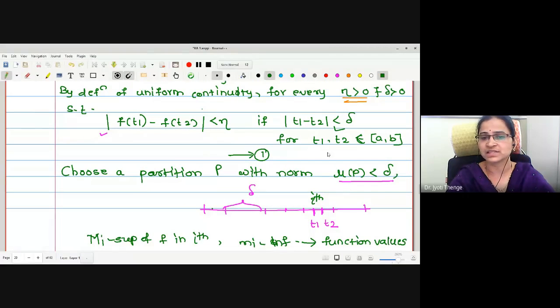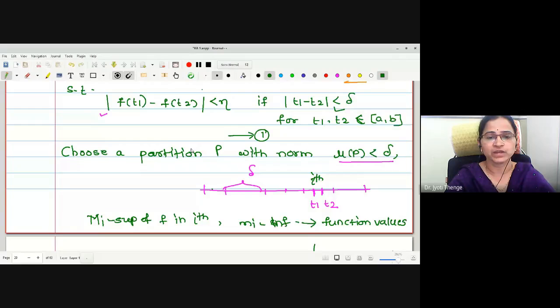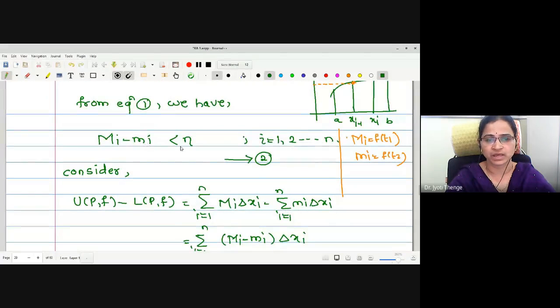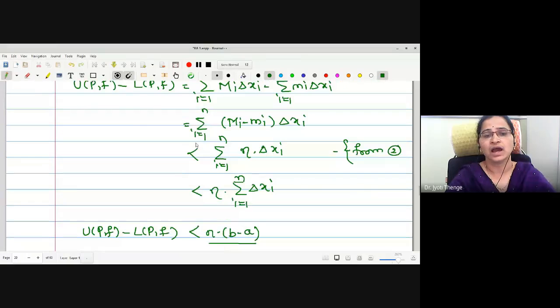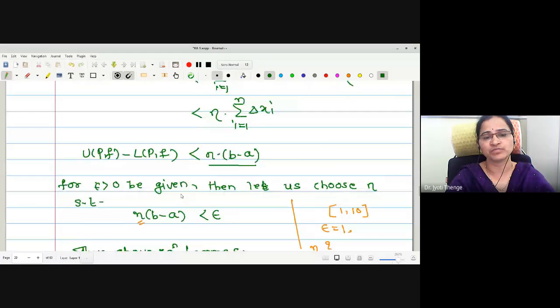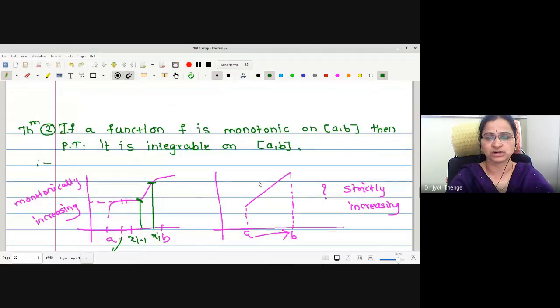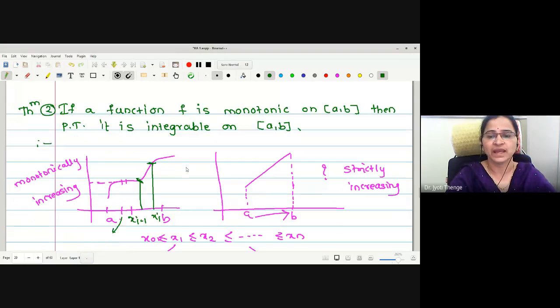If the norm is less than delta, therefore for any 2 points in the corresponding subinterval, one can use equation number 1. Using this, we have written for the i-th subinterval, capital Mi minus small mi is less than eta. With this, we have proved that U(P,f) minus L(P,f) is less than epsilon, proving the function is integrable on the closed interval.